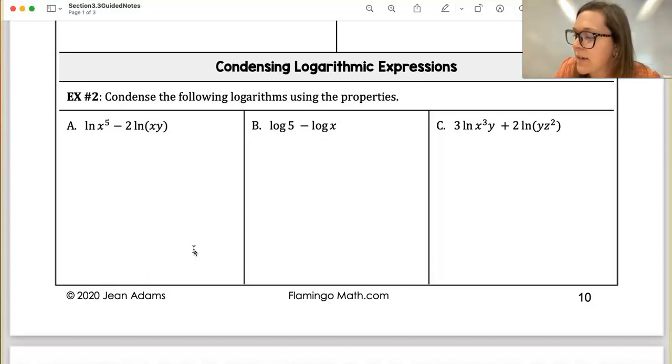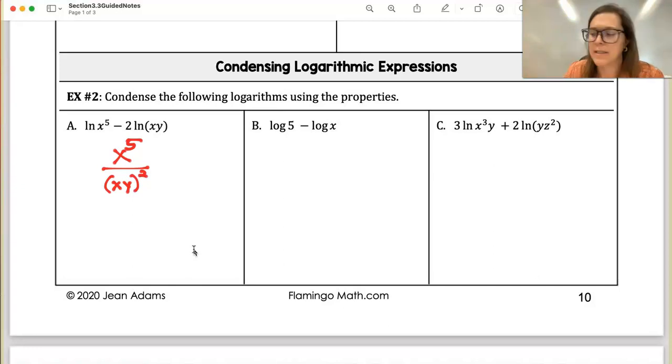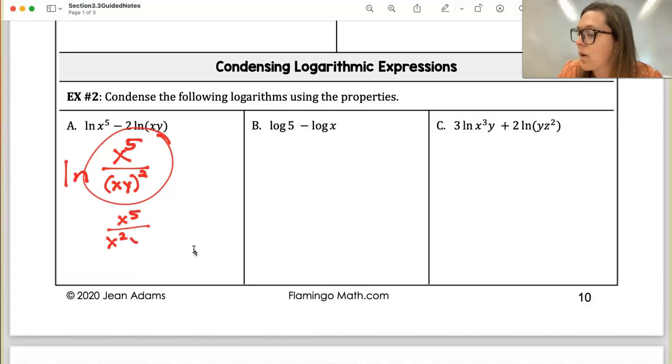So if we look at A, I've got a subtraction. So that means we're going to have a quotient. So I'm going to have x to the 5th in my numerator. I'm going to have x squared y squared, bringing that 2 up top. And I'm going to just ignore the ln for now. Technically, my ln's kind of sitting right here. But let's go ahead and simplify this quotient. So that goes to x to the 5th over x squared y squared. Subtract my exponents on the x would get me x to the 3rd over y squared. And so it would be the natural log of x to the 3rd all over y squared.